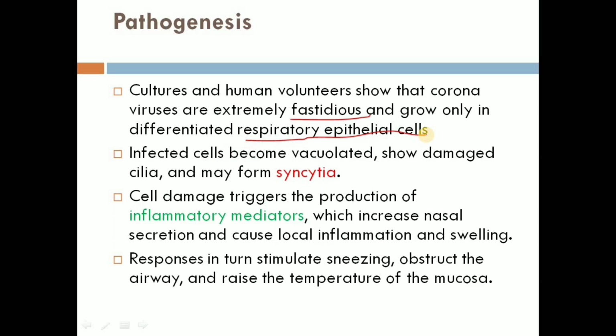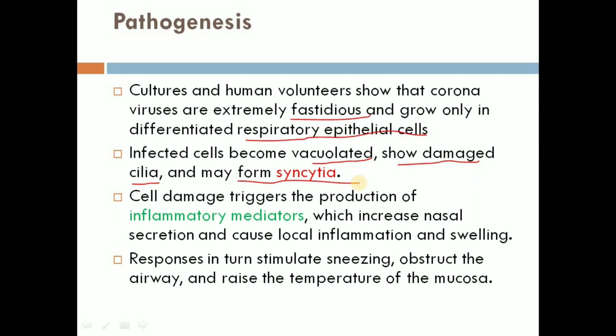And once it grows in that media, you will find cytopathic effects. What cytopathic effect can you see in the lab? The cells become vacuolated and show damaged cilia. So that we call syncytia formation. Okay, so that is the pathogenesis you can see when you look in the laboratory. Very important, this one.